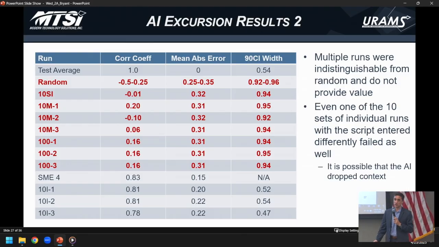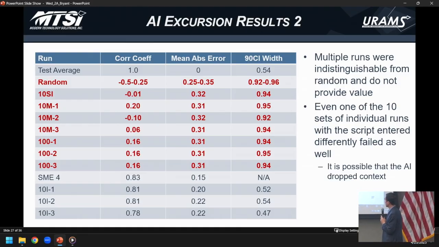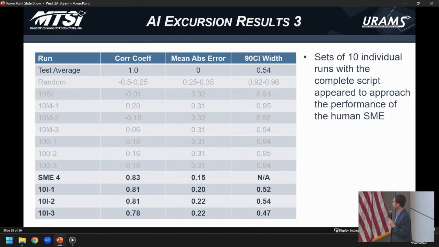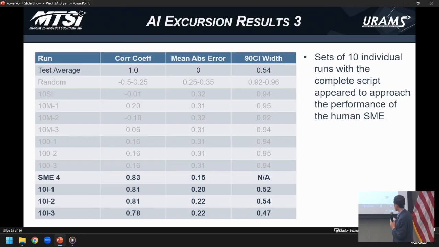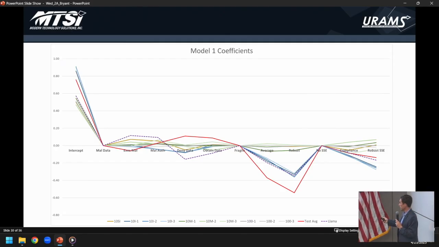This is interesting if you have the right answer, but how would you know which runs were garbage and which weren't if you didn't have the right answer? It turns out the other thing you could do is look at the 90% confidence interval width. For all the ones that were garbage, it was over 90%. For the ones that worked, it was about 50%. So that's a significant difference, and one potential way to cross-check whether your LLM is spitting out complete garbage or not. That was interesting. I'll pass over this. This is all the coefficients put together into a chart.